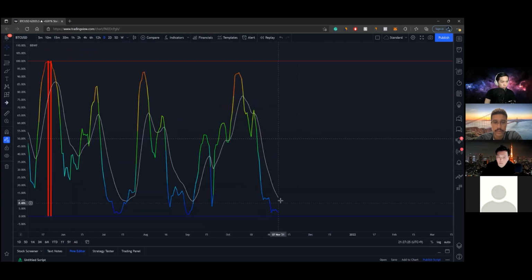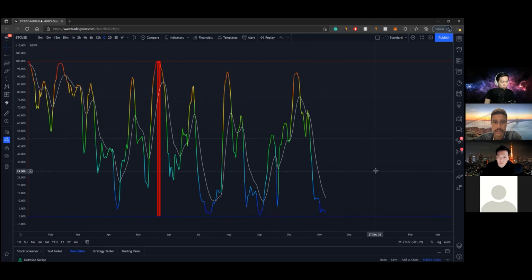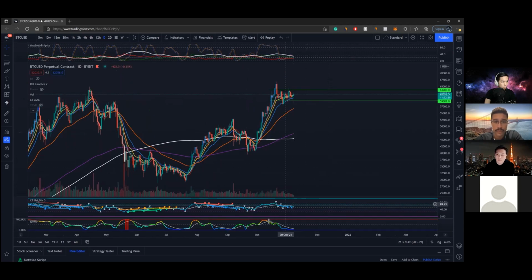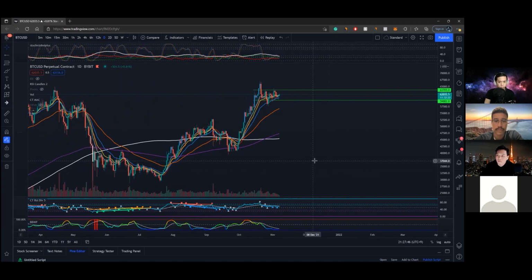Volatility is on the floor, so I do expect a move to come in sometime soon. As you can see, every time we've been this low, and we are currently in the single digits, I think we're currently around 1.5% volatility. After this move up, you can see that we've come down. Volatility is now very, very low. I would expect a move to come, maybe within the next week or so. So do keep an eye out on that.